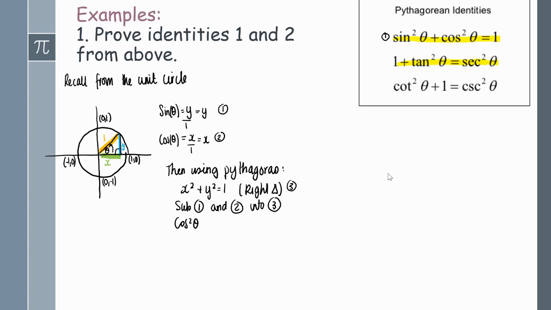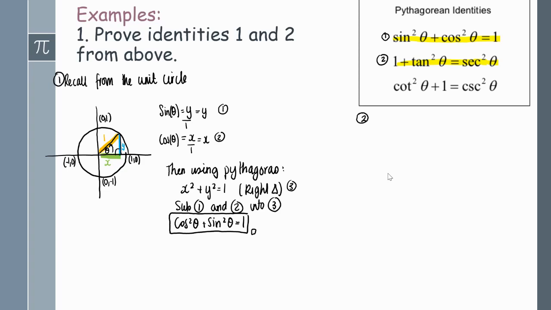In this way, x squared, well, that will just be cos squared theta because x is cos theta. And y squared, well, that will just be sine squared theta, equals 1. So there is my proof that sine squared theta plus cos squared theta equals 1.